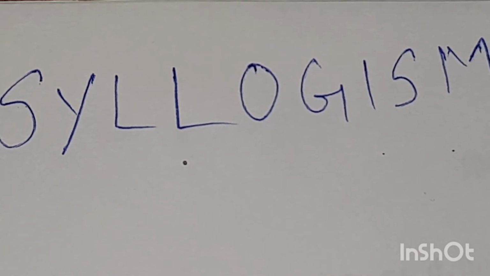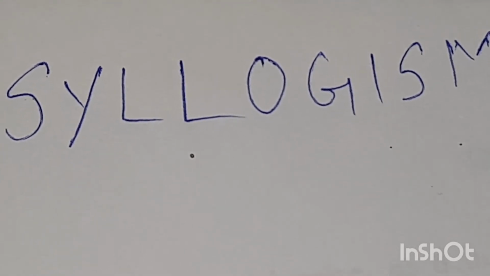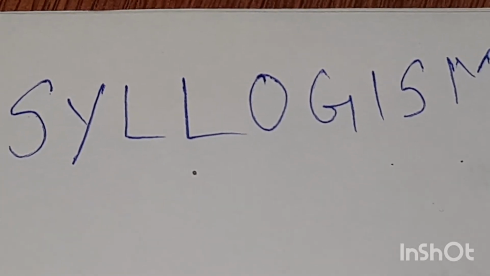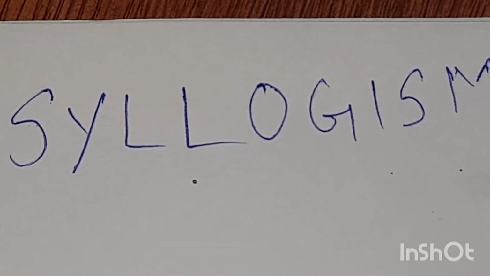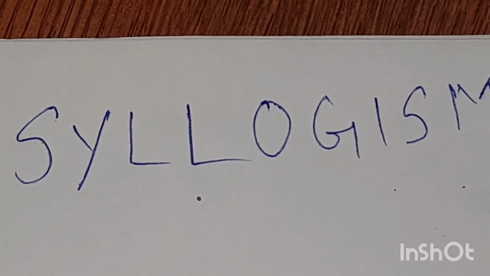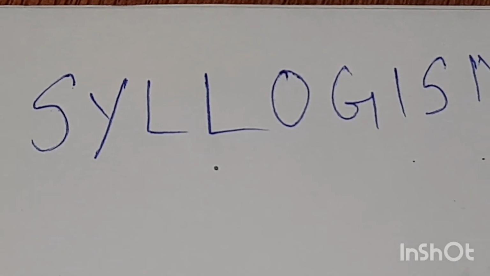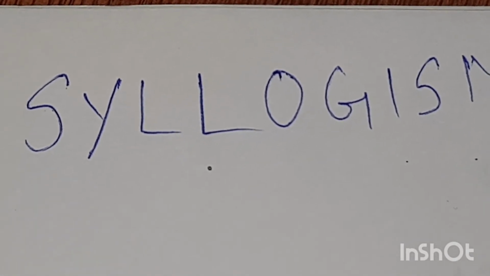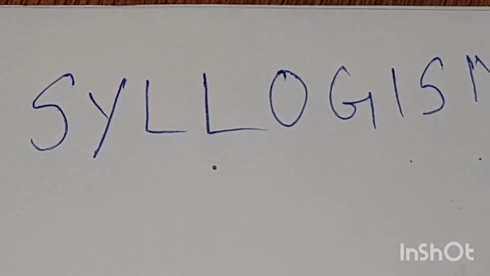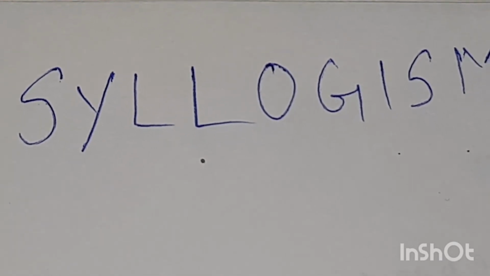Next, we are going to the topic syllogism. Syllogism is an example of a reasoning form in which a conclusion is drawn from two given or assumed propositions or premises. That is, a common term or middle term is present in the two premises but not in the conclusion, which may be invalid.